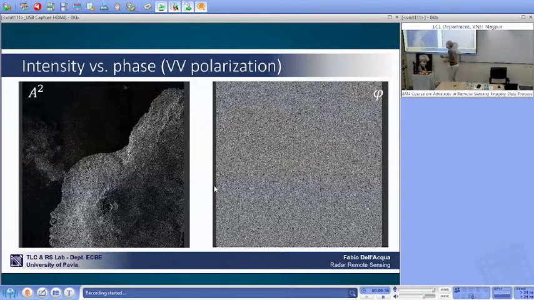This is a generally bright area, but if I look at the individual pixels, I will notice that there are huge changes between one pixel and the next one. There are very bright and very dark pixels next to each other.